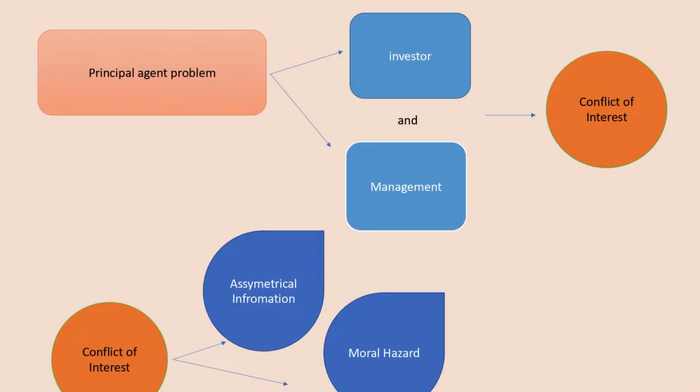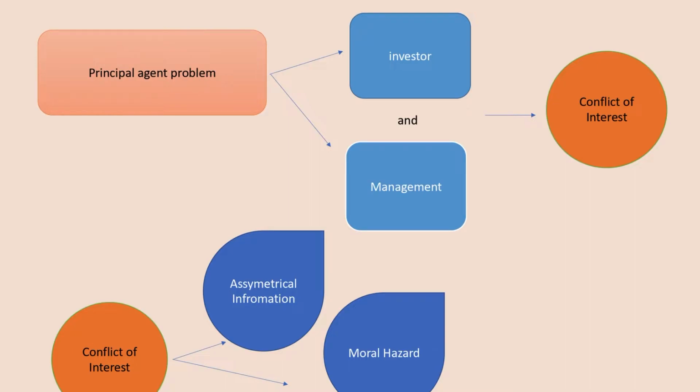On the first day of our class, we talked about the principal agent problem. It happens between investor and management, where the investor wants to get maximum benefit and the management wants to work lightly and relax, but with plenty of bonus and high salary. Those are conflicts of interest. Conflict of interest has two dimensions. First is asymmetrical information and second is moral hazard.